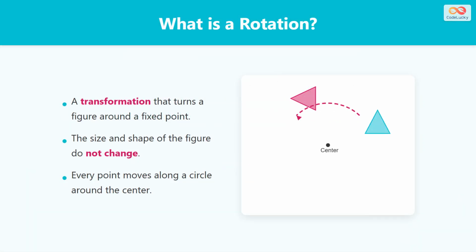First, let's define what a rotation actually is. It is a transformation that turns a figure around a fixed point. The key thing to remember is that the size and shape of the figure do not change. Imagine every point of the object moving along a circular path around that center.